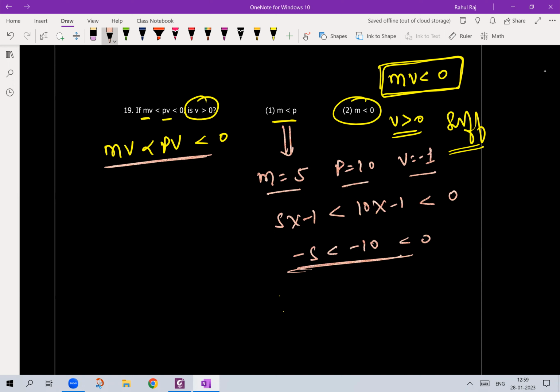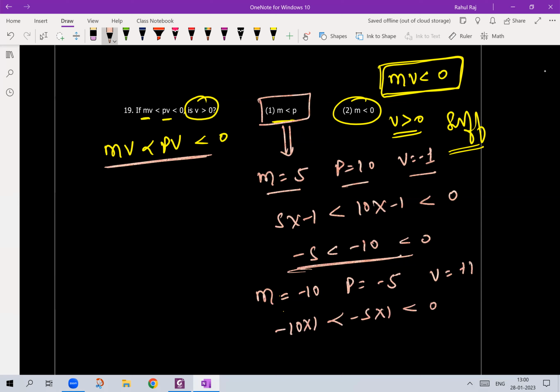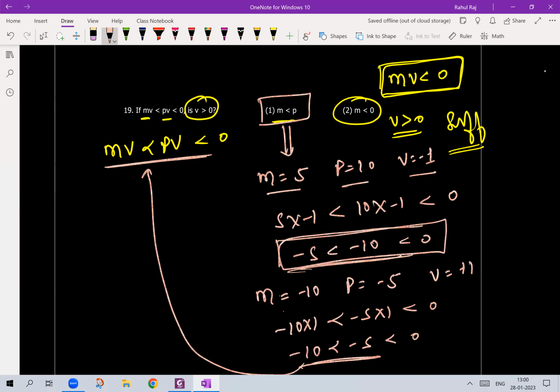Now let's take a case where I take M and P negative and V positive. Imagine I take, because I have to take numbers where M is less than P, M is, let's say, minus 10, P is minus 5, and let's say V is equal to positive 1. Can I say minus 10 into 1 less than minus 5 into 1 less than 0? That is nothing but minus 10 less than minus 5 less than 0. This 100% is satisfied. So this series does not exist in the number system, so this is wrong. I can't take this value at all.